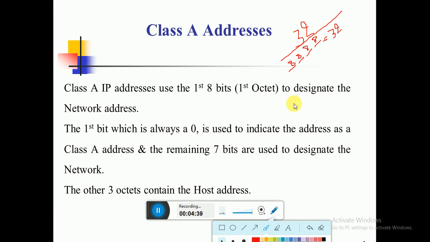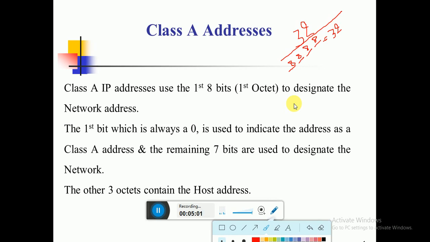If there is no IP address for a device, this device cannot communicate with the rest of the computers on an internet or on a network. So this is a very essential, important part that we should understand: an IP address is an identification code to represent a device on an internet.